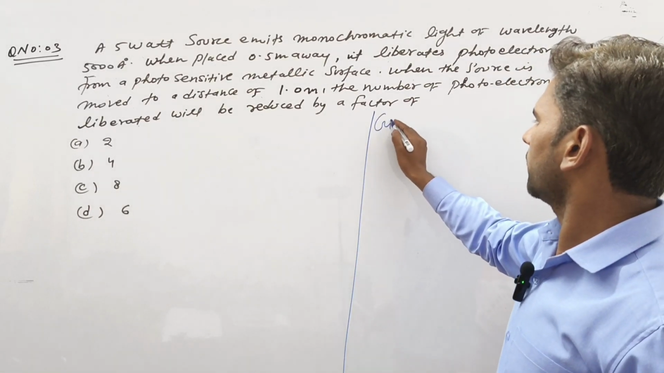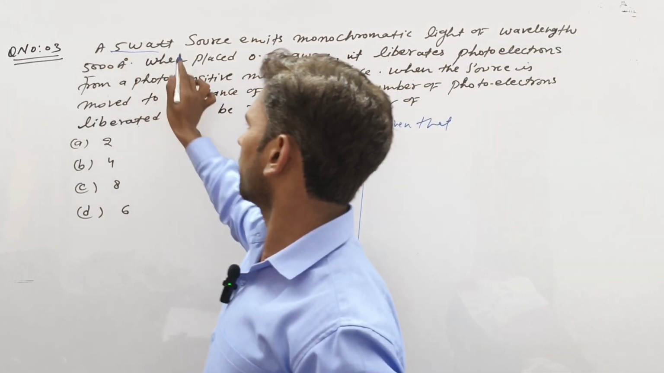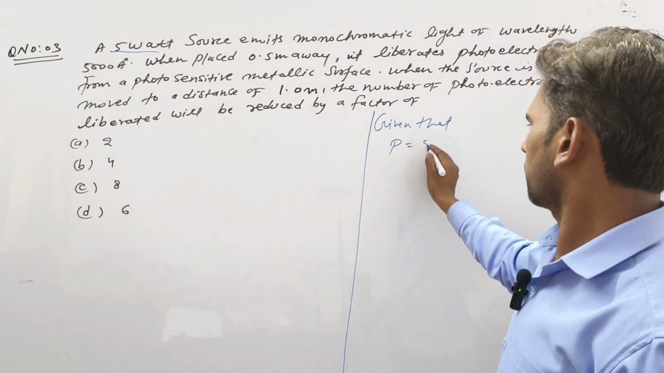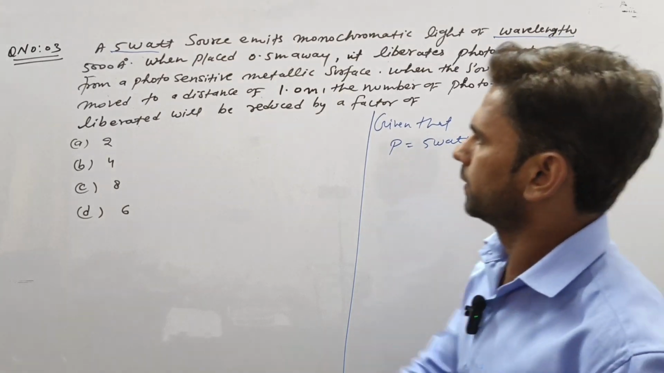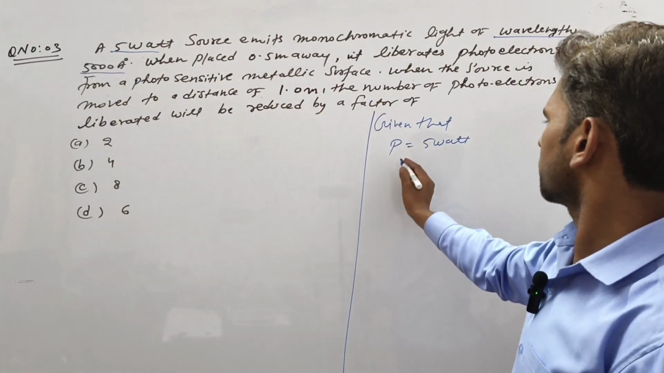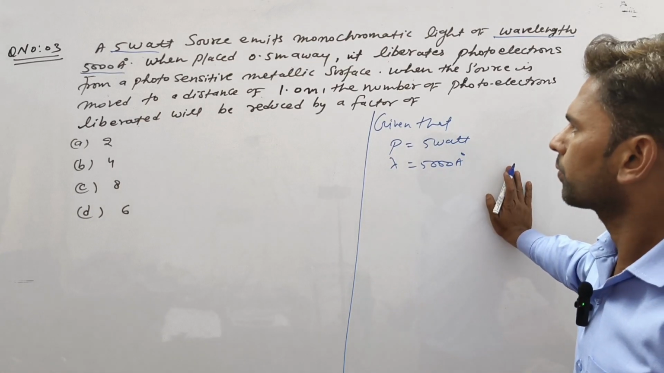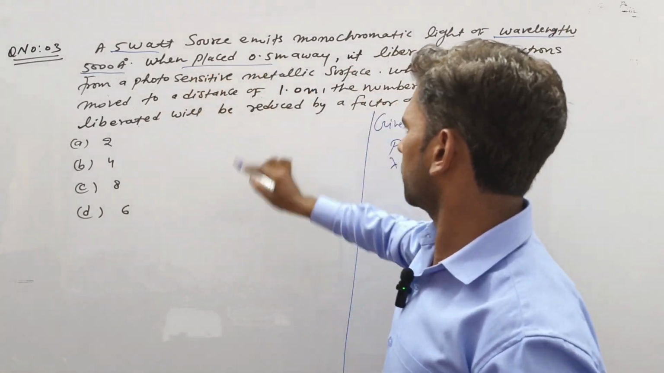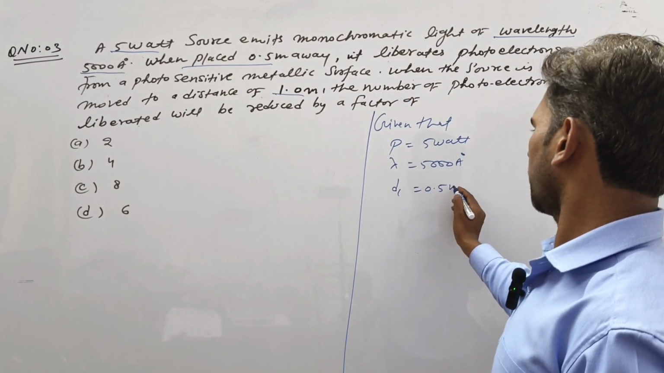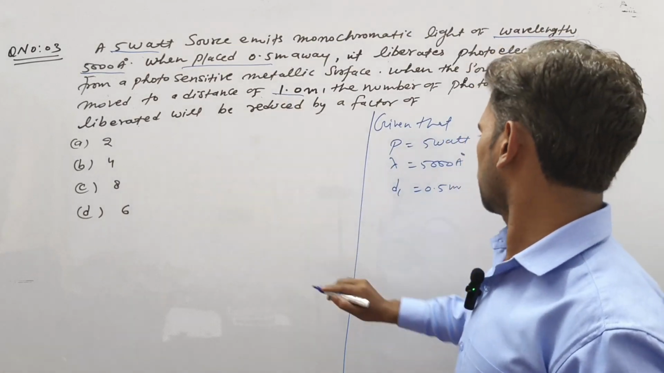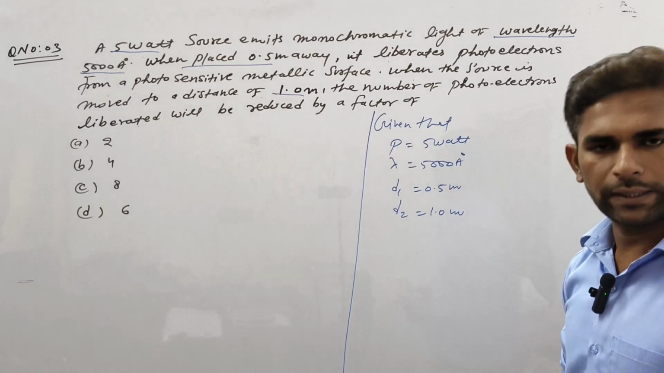First we will write what is given. First, 5 watt, it means the power of the source is given as 5 watt. Next, the wavelength: lambda is equal to 5000 angstrom. And two distances are given: d1 is equal to 0.5 meter and d2 is equal to 1.0 meter.